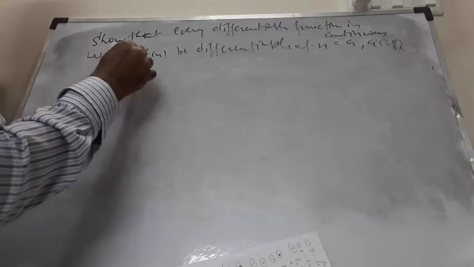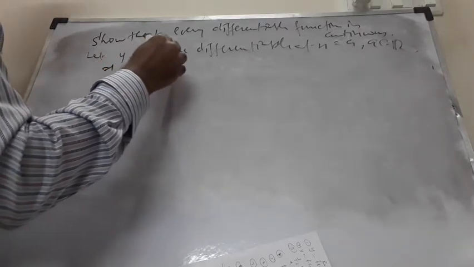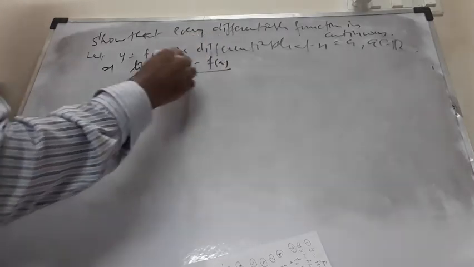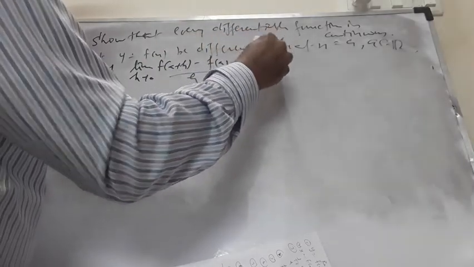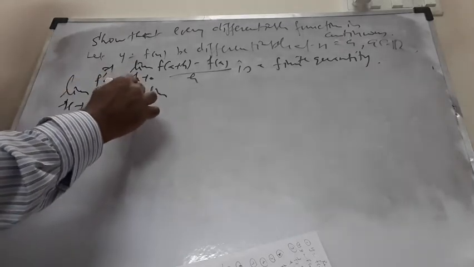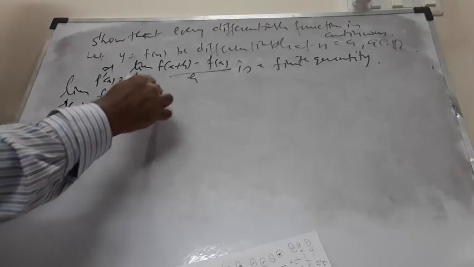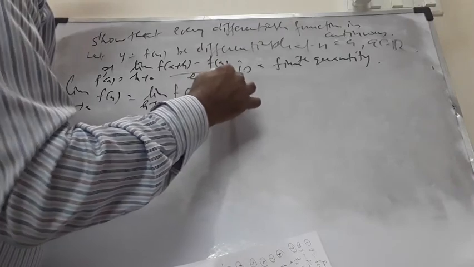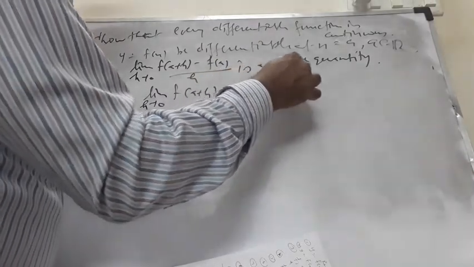Now, what does it imply? The limit as h tends to 0 of (f of a plus h minus f of a) divided by h is a finite quantity. That's the meaning. This limit should exist. Or you can even say f dash of a is equal to this finite quantity. Let me just start with the limit as x tends to a of f of x. This will be equal to the limit as h tends to 0 of f of a plus h, taking x equal to a plus h.